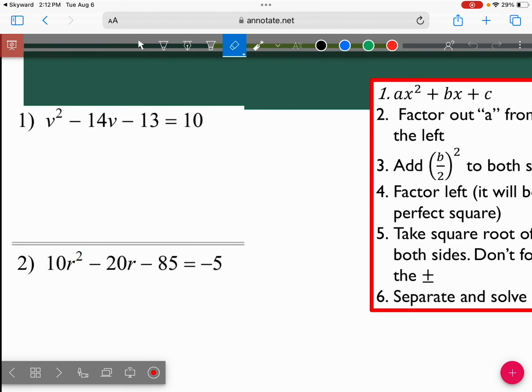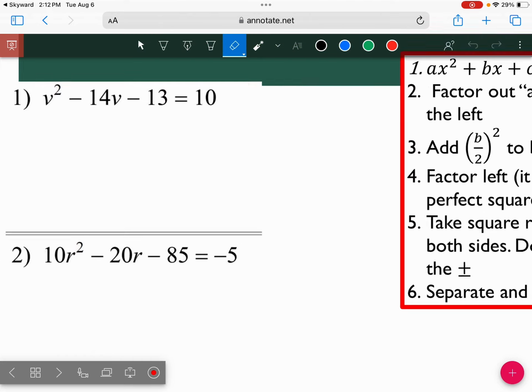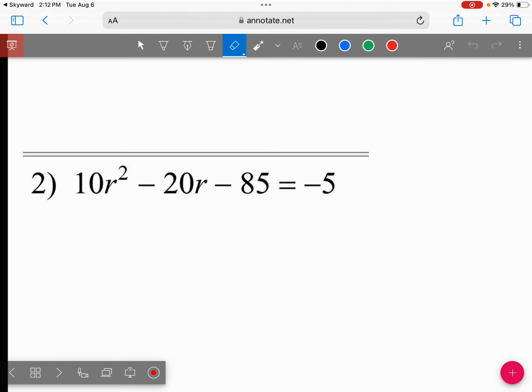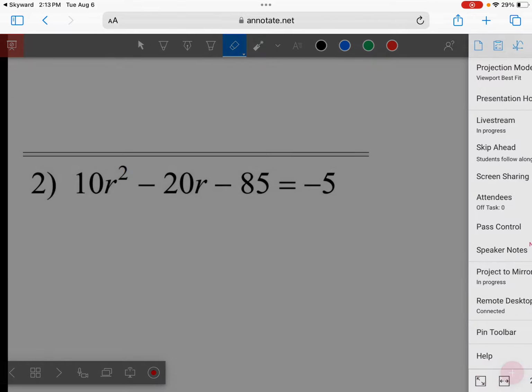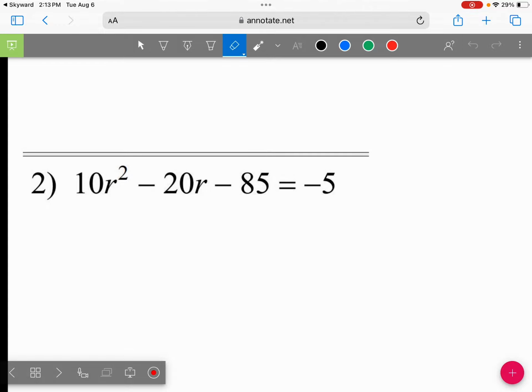This one is a little harder though, okay? But I just want you to try. Just try, and then we'll end there. First step though is add the 85. You gotta move that 85 over.